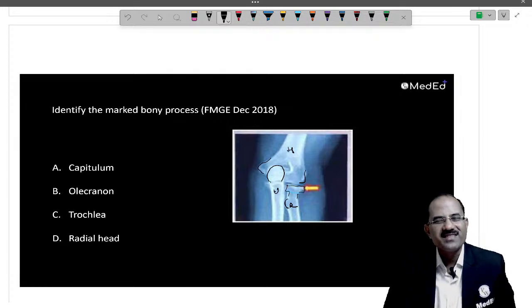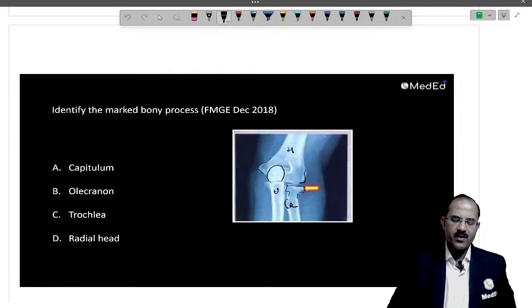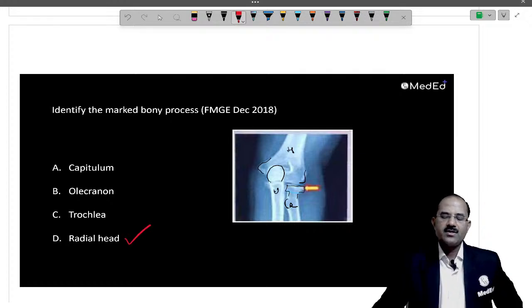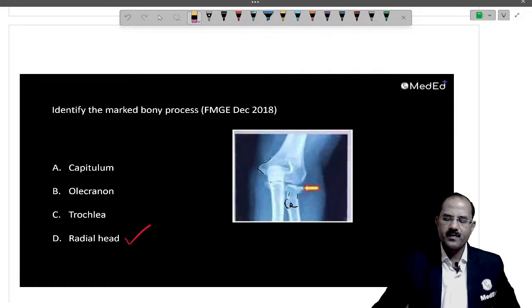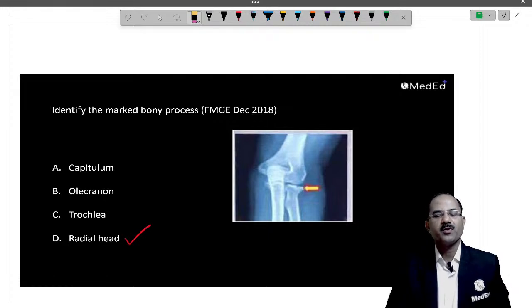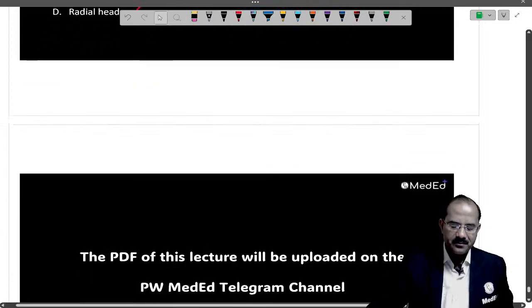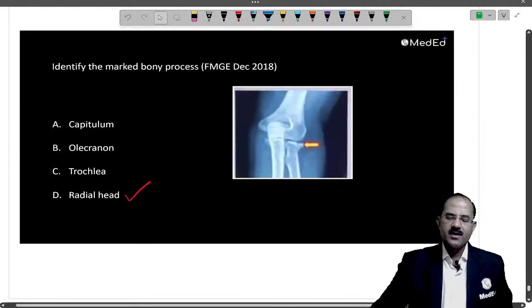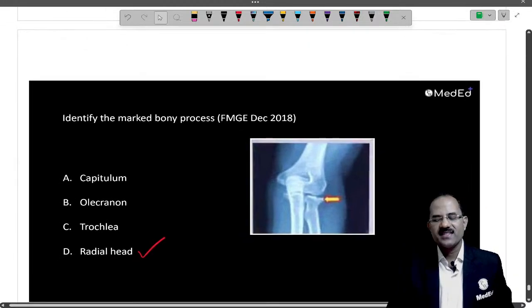So what is the pointed structure? That's the head of the radius. The head of the radius is pointed for us. Just try to be very clear about this. The head of radius. Sometimes the radial tuberosity is also pointed. Perfect. Right, students? Is this clear?